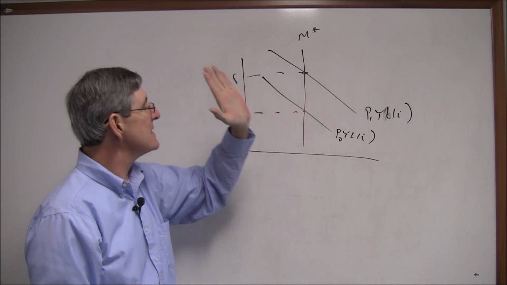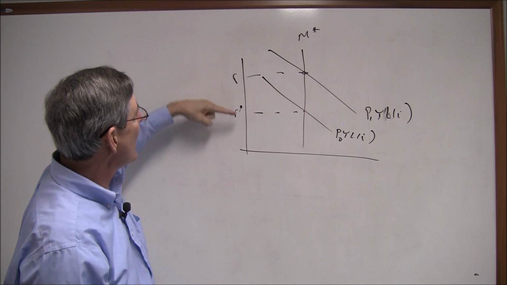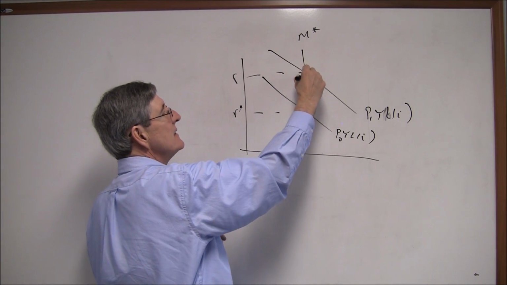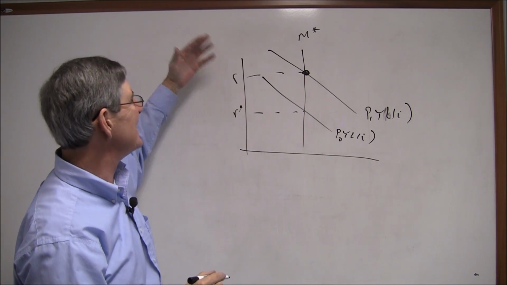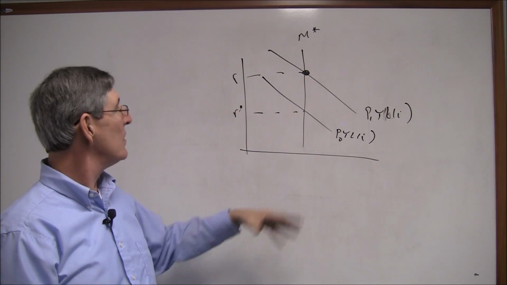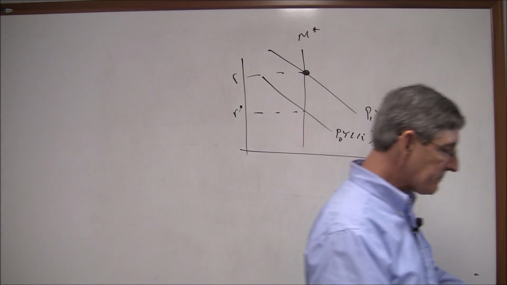Well, in that case, M is exogenous. It's determined by the Fed. And R is endogenous. It's going to adjust to give you an equilibrium in the goods market. It could be anywhere. So R is the endogenous or the adjusting variable, and M is the exogenous or the variable chosen by the Fed.